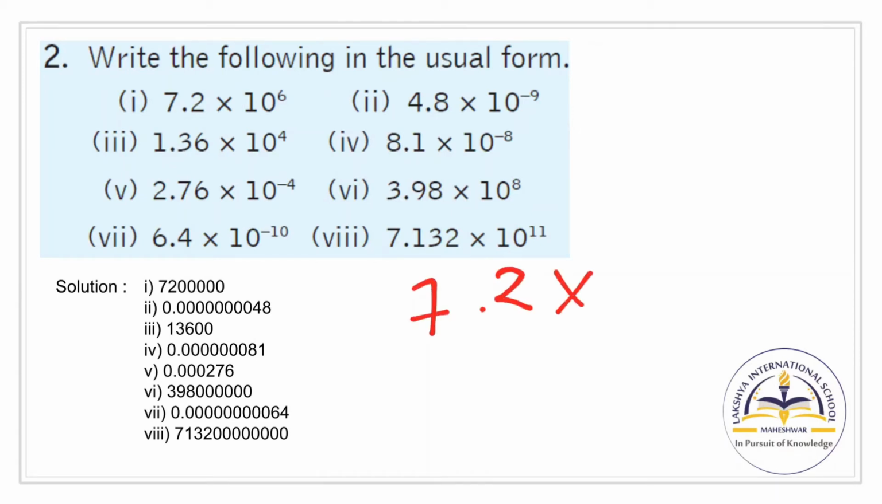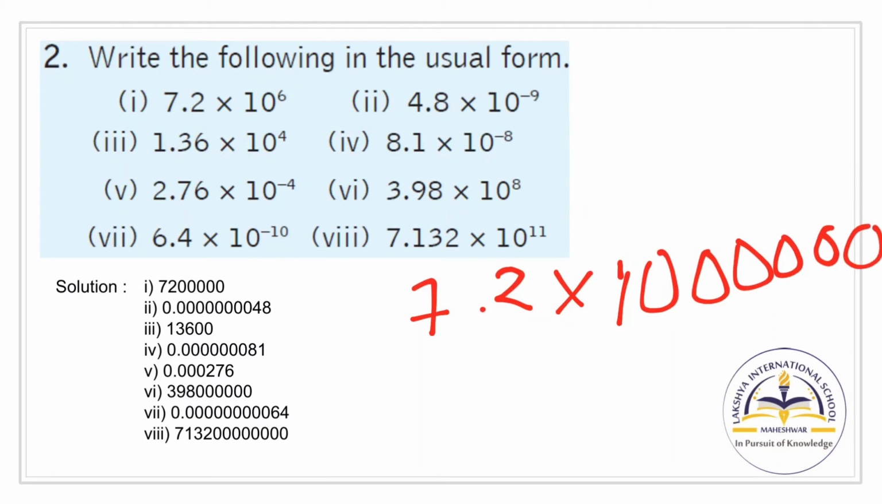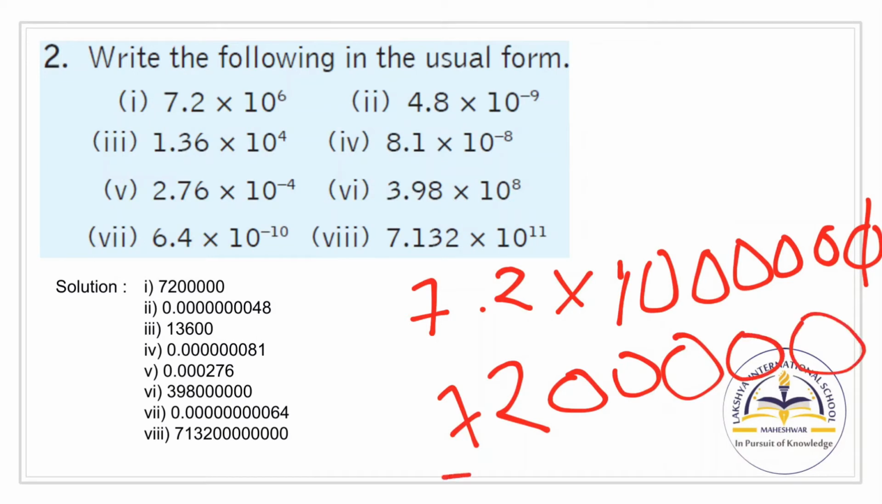7.2 into 10 to the power 6 means 6 zeros. 1 2 3 4 5 6. Now 72. Here when we remove the decimal point, 1 zero is also removed, so 1 2 3 4 5. This will be our answer.